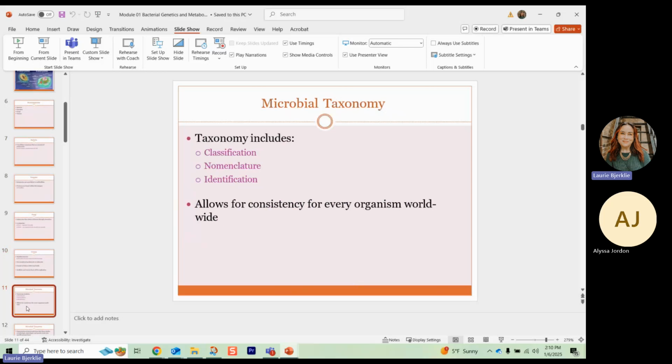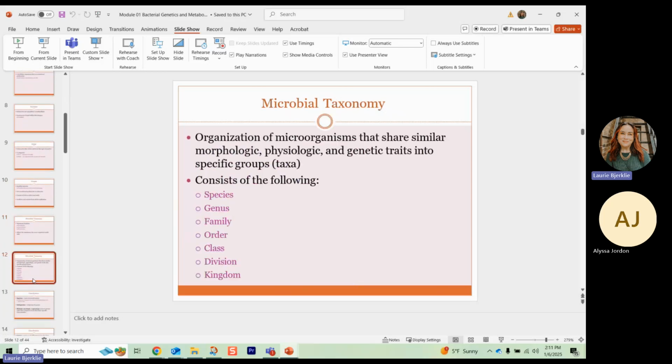But by having this whole classification and naming system, worldwide, wherever you go for a lab, for clinical micro, you know what you're talking about. You're all talking about the same bacteria. It's not called something different in Europe than it is over here. So that really helps.